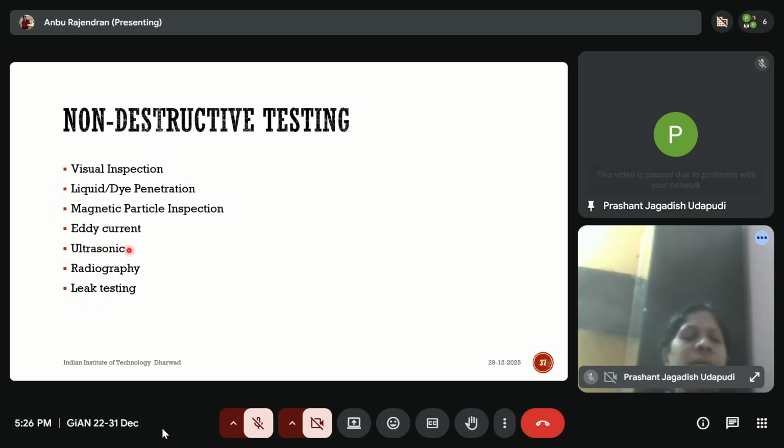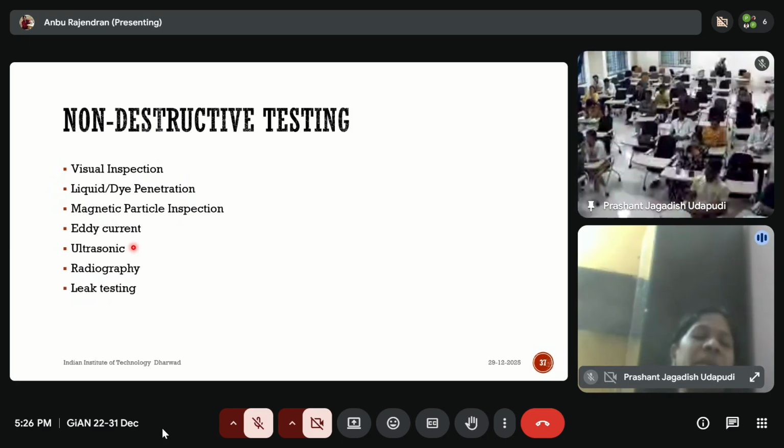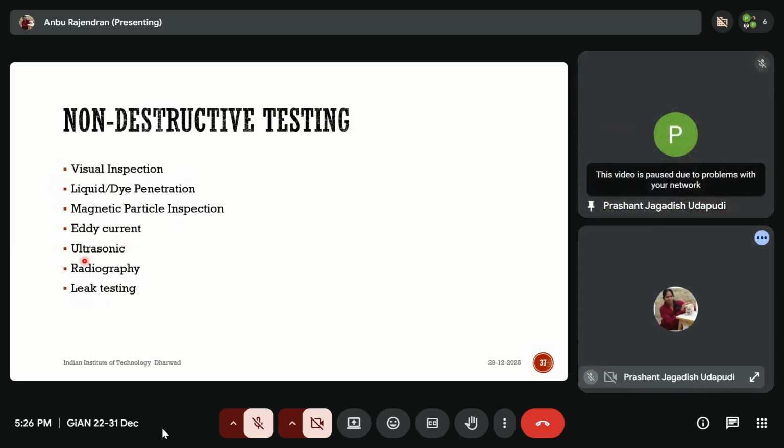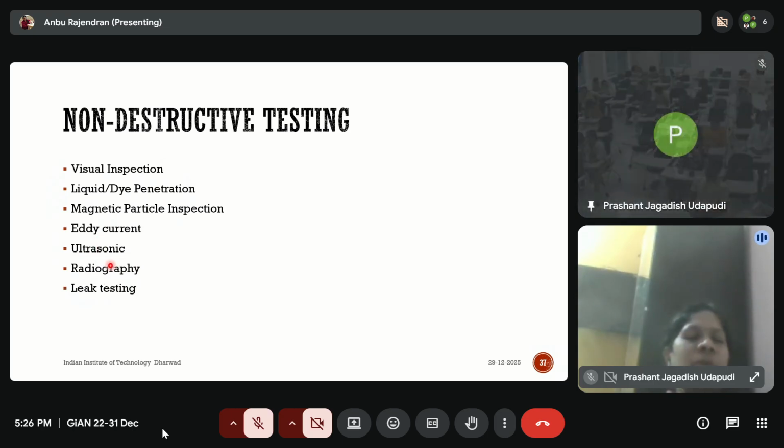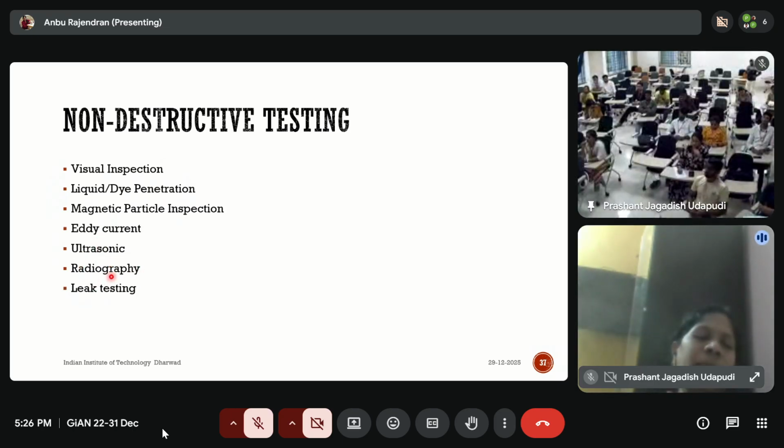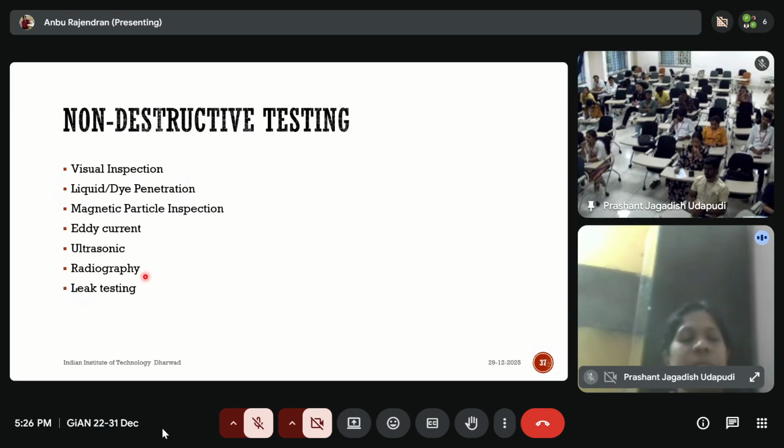Ultrasonic waves: you can pass the waves. On one side there will be a transmitter, and on the other side a receiver. Based on how the receiver receives the signals, the presence or orientation of the defects can be understood. Radiography, similar to ultrasonic, you will apply X-rays or gamma rays for analyzing. You pass the X-rays or gamma rays, receive the signal, and develop the X-ray. You can get the scanning of that and get the information out of it.